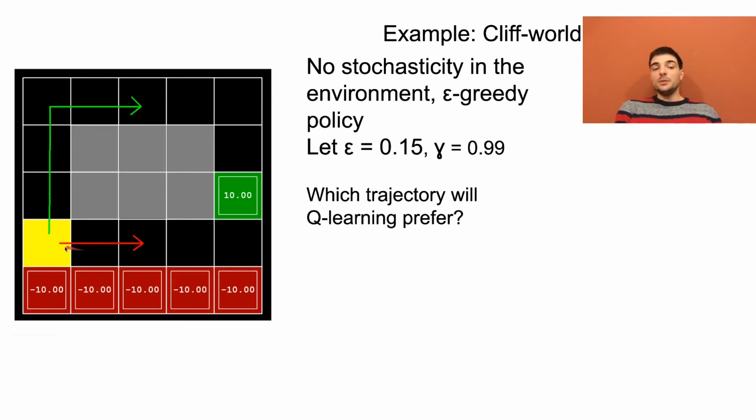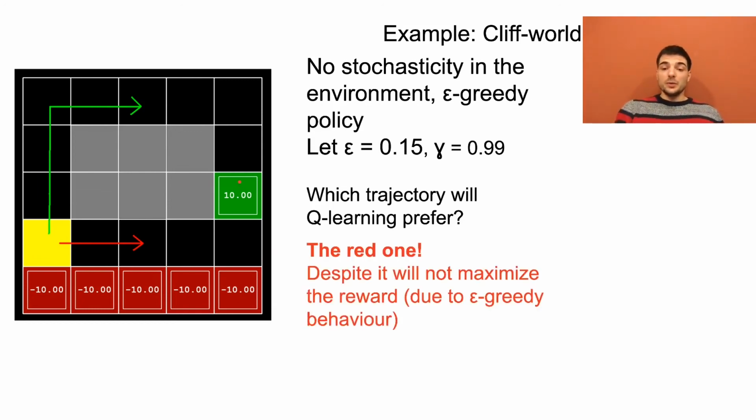And if we go along the red path, we multiply only 1, 2, 3, 4, 5 times. So the trajectory which the agent prefers is the red one, despite it won't maximize the reward, because actually, according to our epsilon greedy policy, in some games it will just randomly pick action not to go to the right, but to go to the bottom, break itself, get negative reward, and so on.